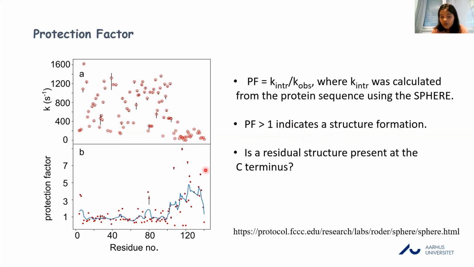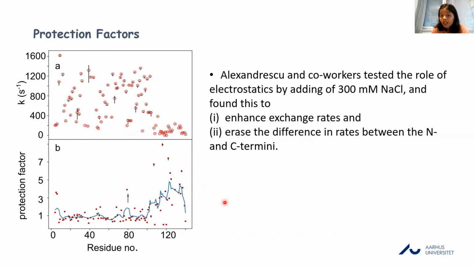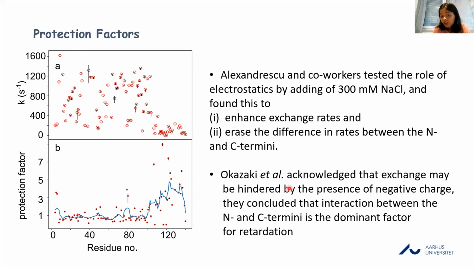But is there really a structure formation at the C-terminus? Now, people have studied this before. Alexandrescu and co-workers added 300 millimolar of NaCl to their sample, and when they did this, they saw that this enhances exchange rates and erases the difference in rates between the N and C termini. Okazaki et al. acknowledged something similar, and they said it could be because of the charge distribution and the long-range interactions between the N and C terminus.